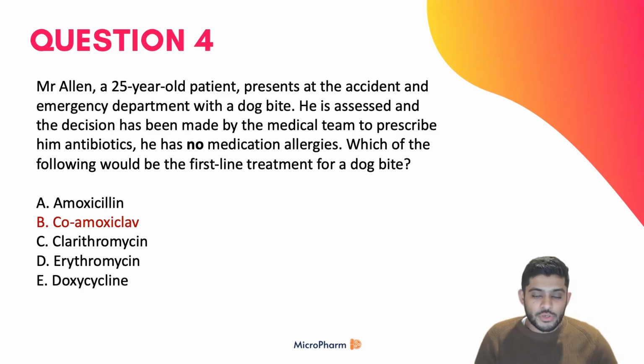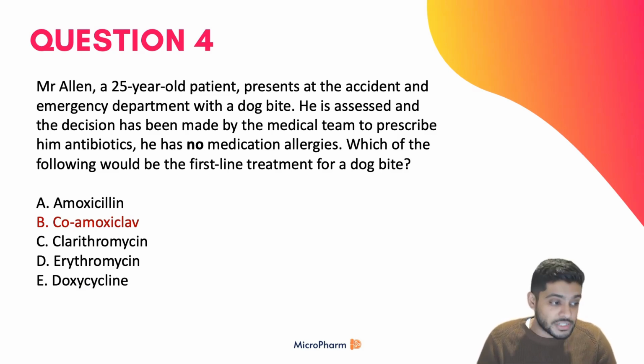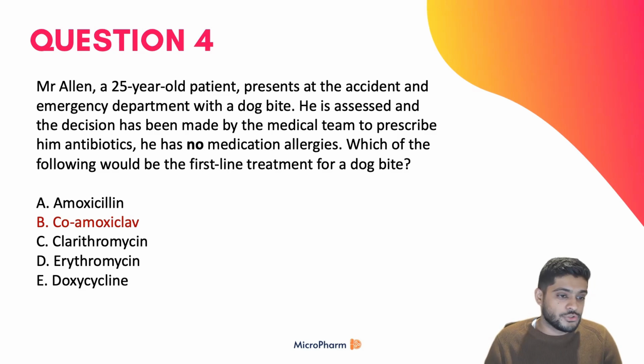Amoxicillin gives you great cover against aerobic organisms. It gives you some cover against anaerobic organisms, but not as comprehensive as co-amoxiclav. So co-amoxiclav has a much broader spectrum of activity, and therefore it is often recommended for a dog bite compared to amoxicillin. There you can see the majority of you put answer B.